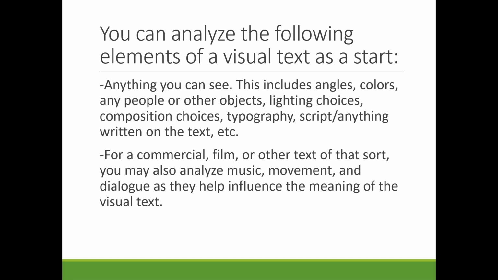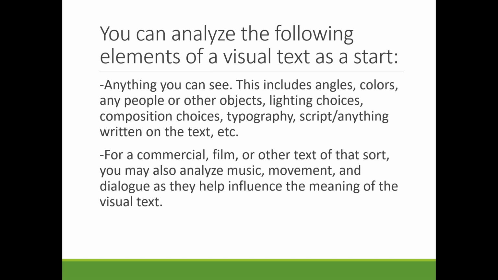So you can analyze the following elements as a start to start deconstructing images. So the first thing that you do is just observe everything that you can see. So there is a focus on the visual, so this includes angles, colors, people or other objects, lighting choices, composition choices, typography, script, or anything written on it. So all of these elements are part of the visual grammar that create the meaning or the message.